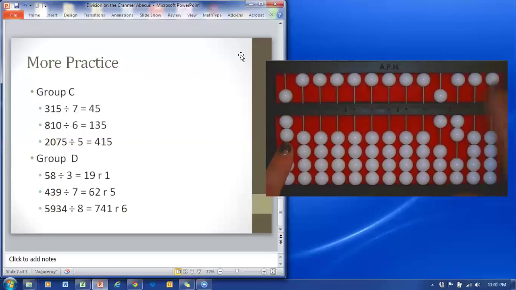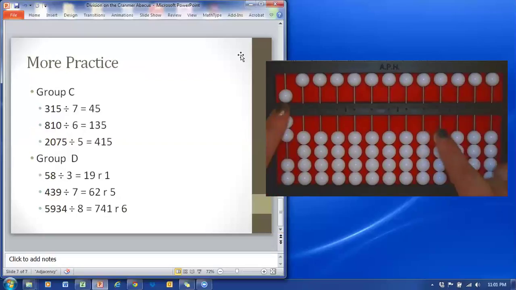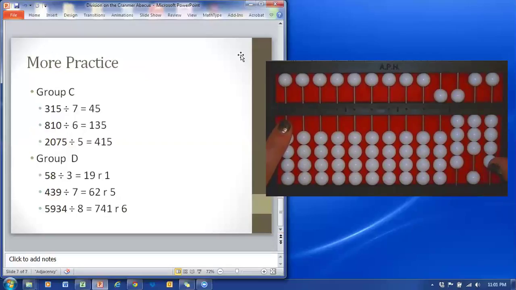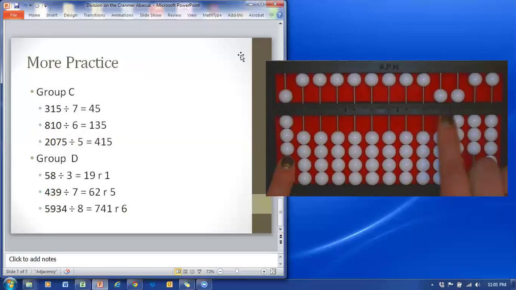One more problem to end the division. A 4-digit number, 5,934. I'm going to divide by 8. So first I'm going to look to see, does 8 go into the 5? No, it's too big. So does 8 go into the 59? And my finger should be on the 9. It goes in there 7 times.